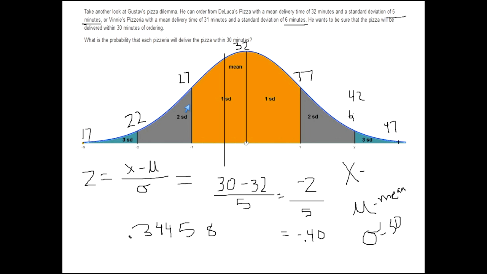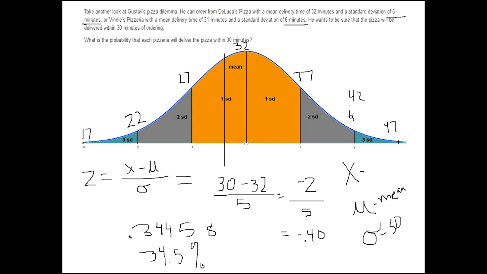And remember, we wanted less than 30 minutes. So we're looking at a situation where if we move this over and make it a percent, we're looking at about 34.5% chance that we're going to get this pizza in time.